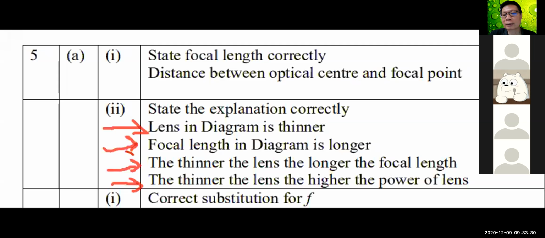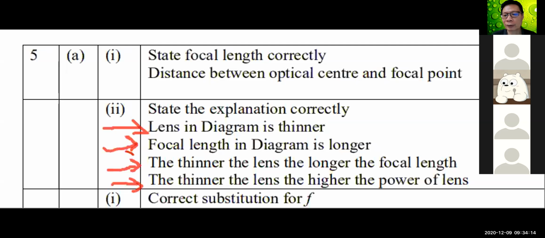Okay, I think you follow Ping Hao's answer, everyone. First one, lens in B thicker. Second point, focal length of lens used in A longer than B. And then the third and fourth points, you also take from Ping Hao. Lens used in B is thicker. The thicker the lens, the higher the power. So follow Ping Hao's answer. The 4 points are all there. 1, 2, 3, 4.